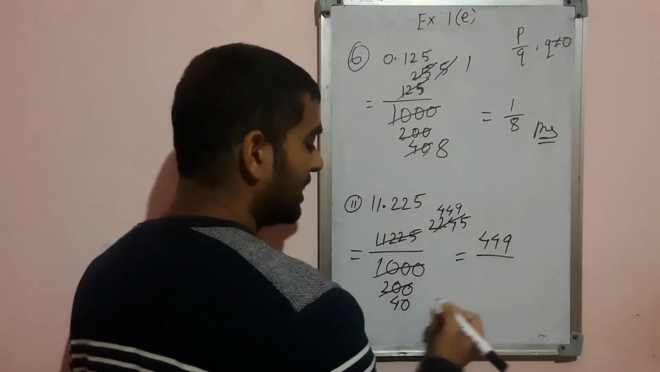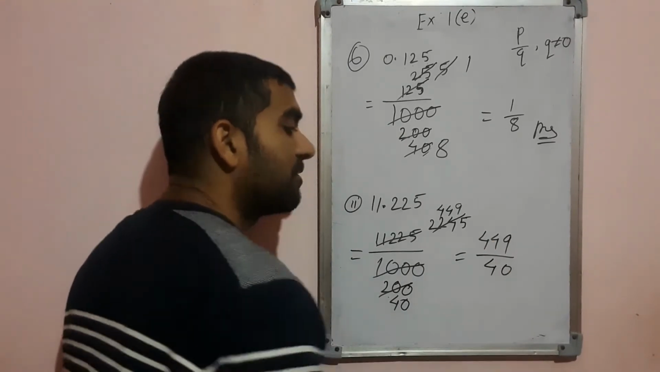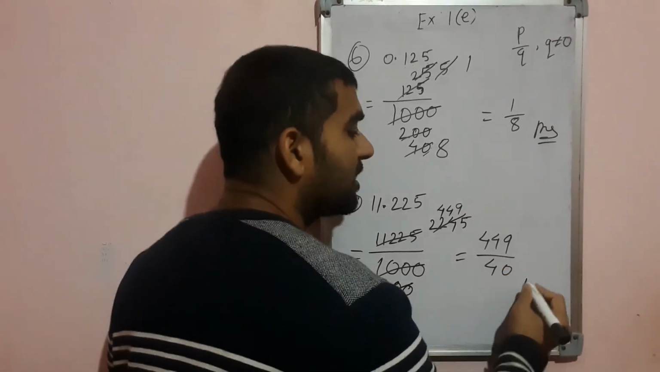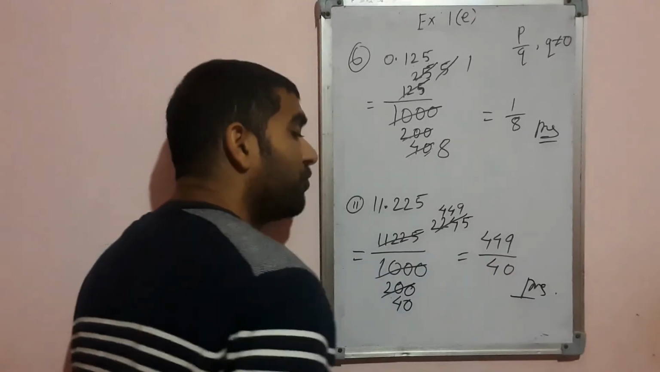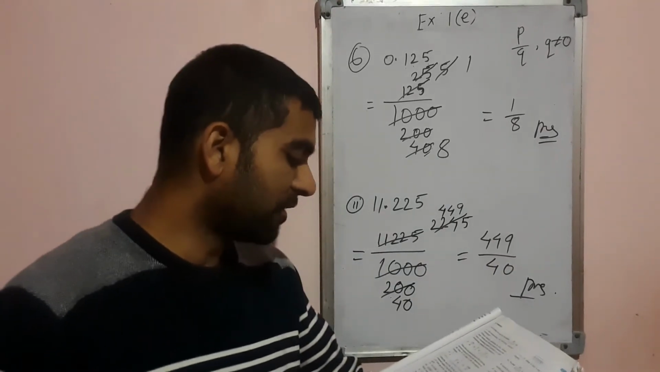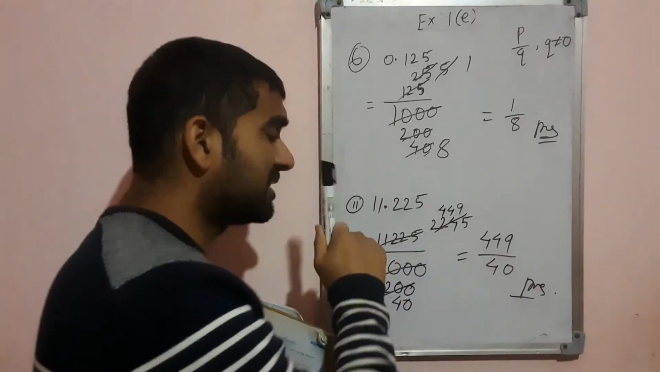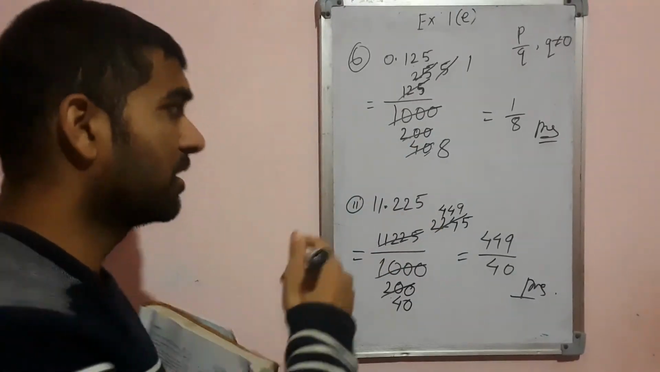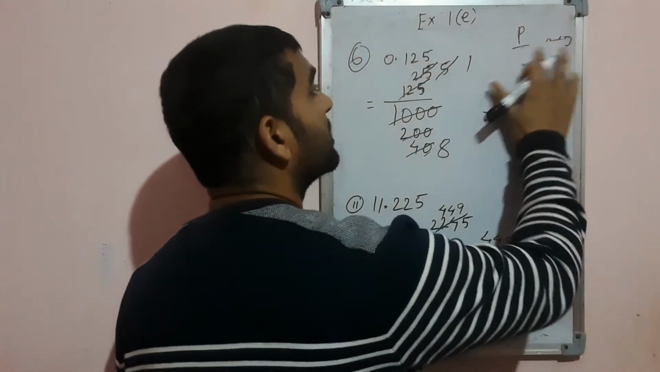449 by 40. Check your answer from your book. 449 by 40. Yes, so this is your answer. So now we will move to question number 7. And this is the revision of class 9. I hope you already know, but just for revision I am doing this.